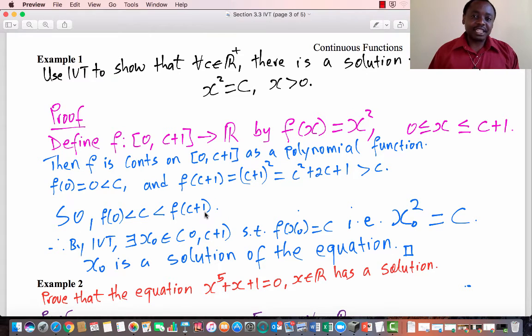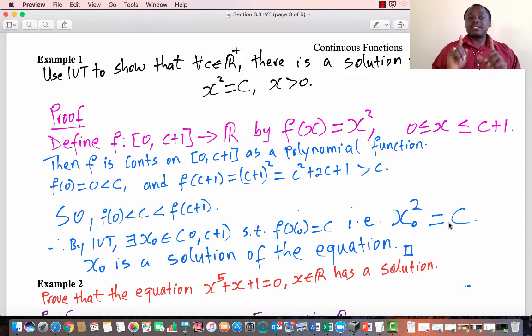Therefore, by the intermediate value theorem, I can conclude that there exists a real number x naught in the open interval 0, c plus 1 such that f of x naught equals c, i.e. x naught squared equals c. X naught is a solution of our equation. In other words, whenever we have the equation x squared equals c, I can always find a solution to that equation, and my solution is x naught.